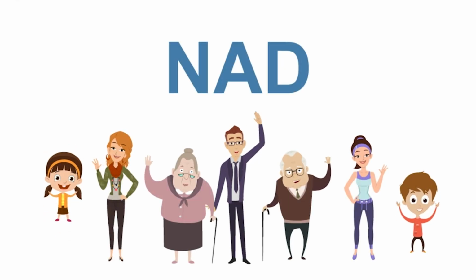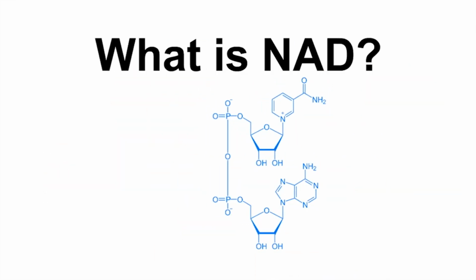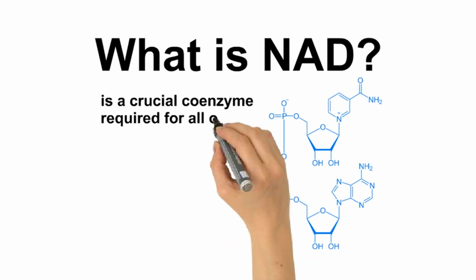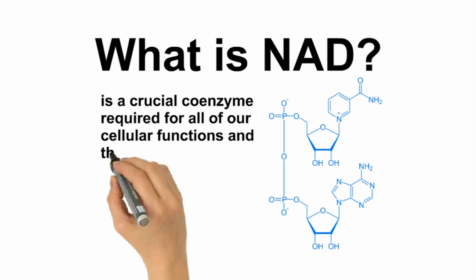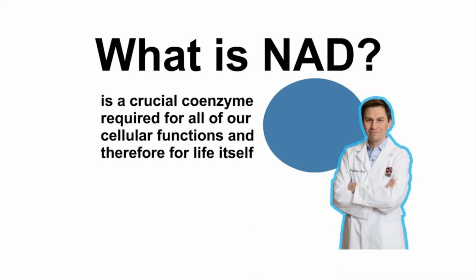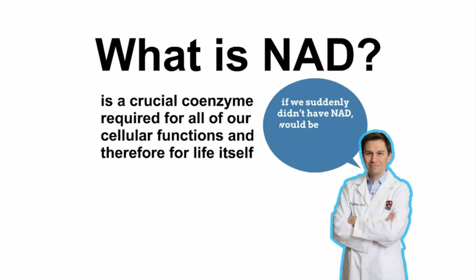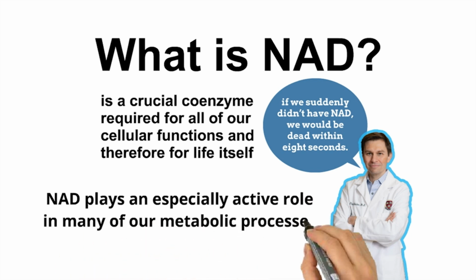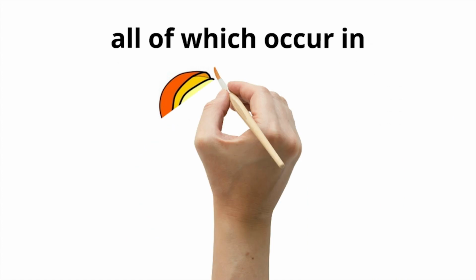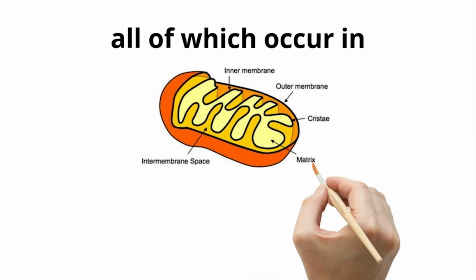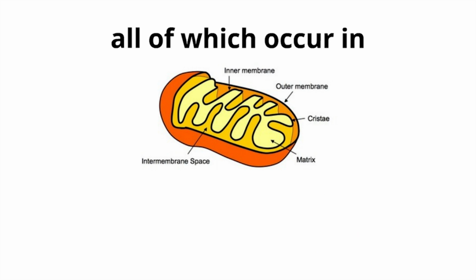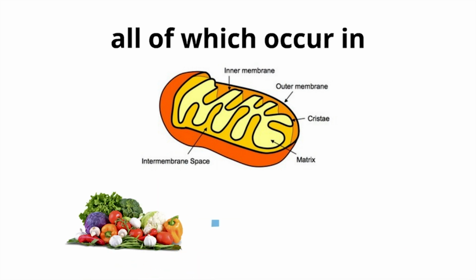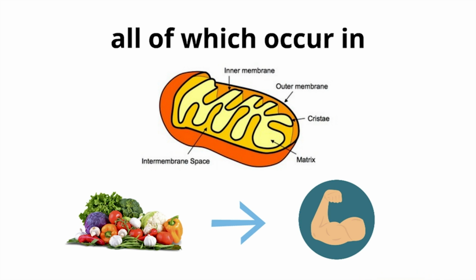NAD keeps us alive, so how can we get more of it? What is NAD? Well, NAD is a crucial coenzyme required for all of our cellular functions and therefore for life itself. Dr. David Sinclair has said that if we suddenly didn't have NAD, we would be dead within 8 seconds. NAD plays an especially active role in many of our metabolic processes, all of which occur in our mitochondria, and all allow us to obtain cellular energy. In essence, it is how we turn food into an energy currency that our body can use.